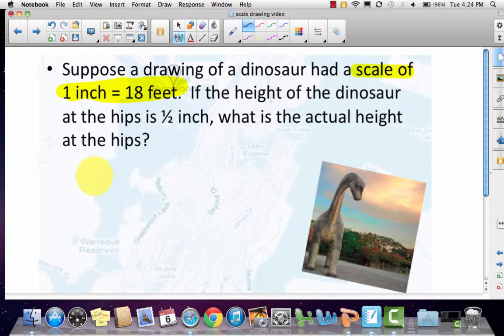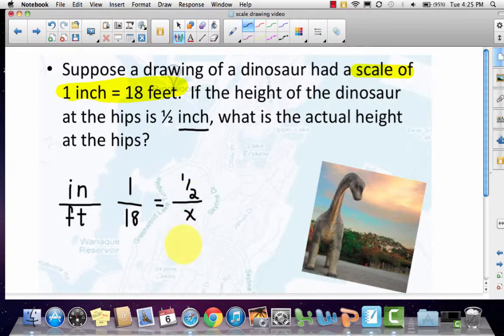So the first thing I do with my proportion is my labels. And since the units of measure are inches and feet, I'm going to set those up as my label. Keep in mind you could set them up in either order, with inches on top, feet on the bottom, or reversed, as long as you follow your label all the way through the problem. And since the scale is 1 inch equals 18 feet, my first ratio will be 1/18. The problem is then going to give me one more piece of information that I can plug into my proportion. So if I continue reading, I learn that the height of the dinosaur at the hips is 1/2 of an inch. And so if I follow my label, I see inches is in the numerator, so I will put 1/2 in the numerator here. And the missing piece of information is represented by the variable x.